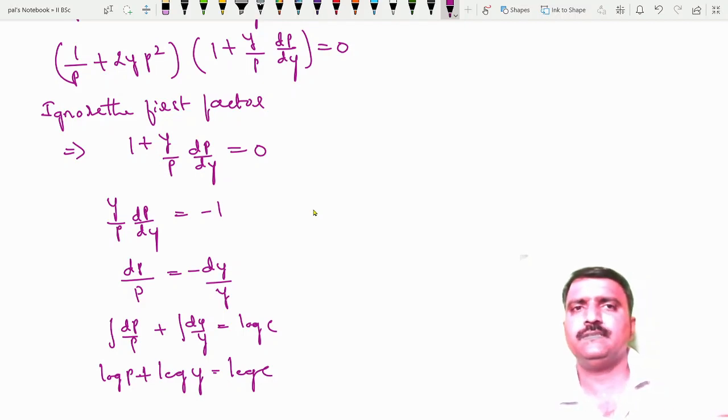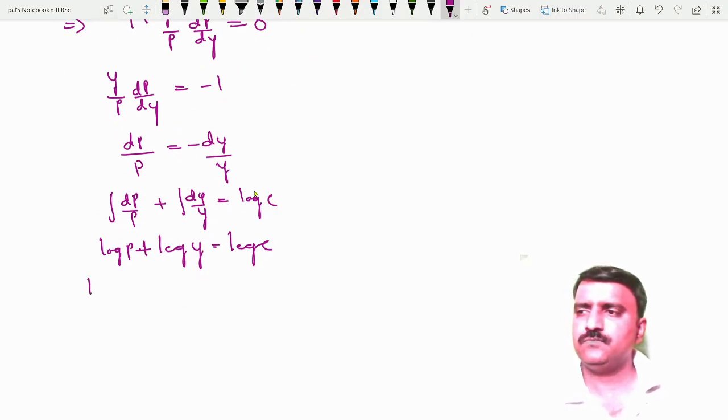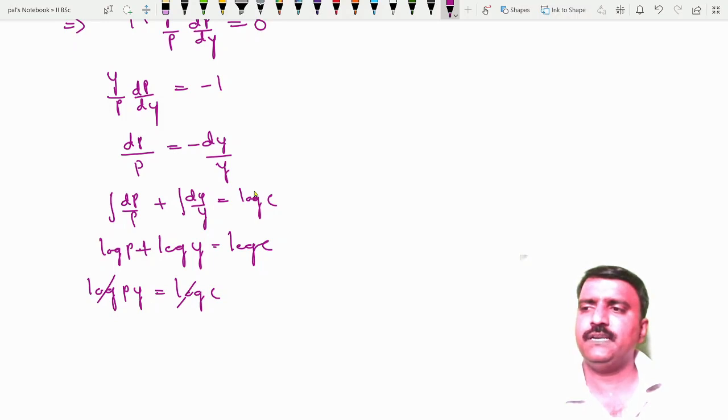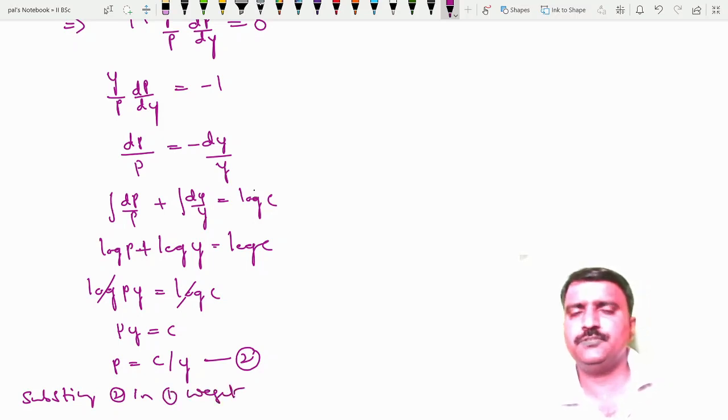So log p plus log y can be written as log py. Log py is equal to log c. If you cancel log on both sides, ಎರಡು ಕಡೆ log cancel ಮಾಡಿದ್ರೆ, so then remaining is py is equal to c, or p is equal to c divided by y. Okay, take this as equation 2. Substituting equation 2 in 1. So substitute ಮಾಡಿದ್ರೆ 1ಗೆ.